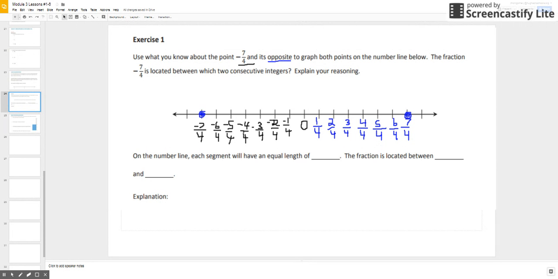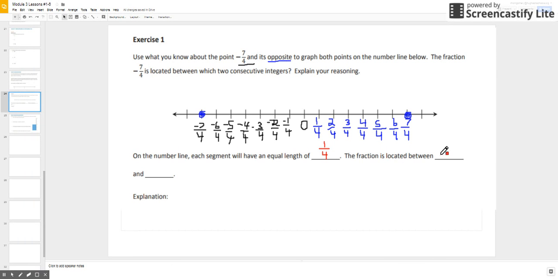All right, so if we go ahead and look at the second part, it says on the number line, each segment will have an equal length of, well, each of these lengths here, because of how it's broken up, is 1/4. Actually, let's get a different color. It's 1/4 because each segment is broken up by 1/4.